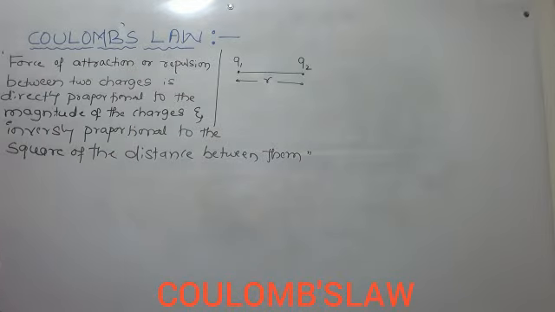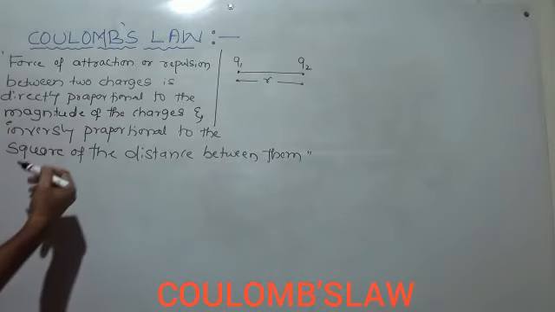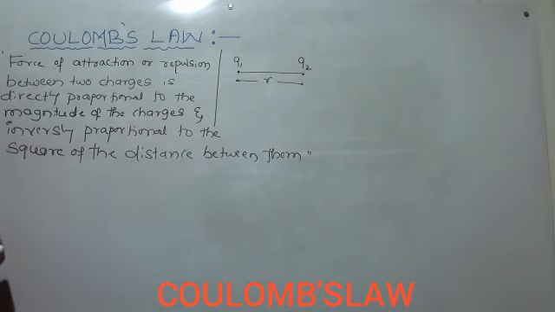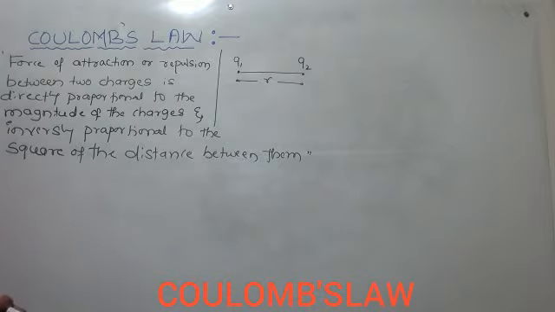Electrostatic. So this is the law which explains the force between two charges. That is, electrostatic force between any two charges will be explained by Coulomb's law. So, according to Coulomb's law, the electrostatic force of attraction or repulsion between two charges is directly proportional to the magnitude of the charges and inversely proportional to the square of the distance between them.